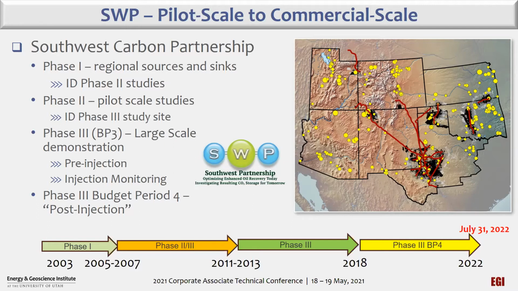shows all of the major CO2 emitters in the Southwest. Those are the yellow dots, the regional CO2 pipelines, and those are the red lines. And in this case, we're showing the oil fields within about 100 miles of an existing CO2 pipeline. The project also assessed saline aquifers in the region for CO2 storage potential.